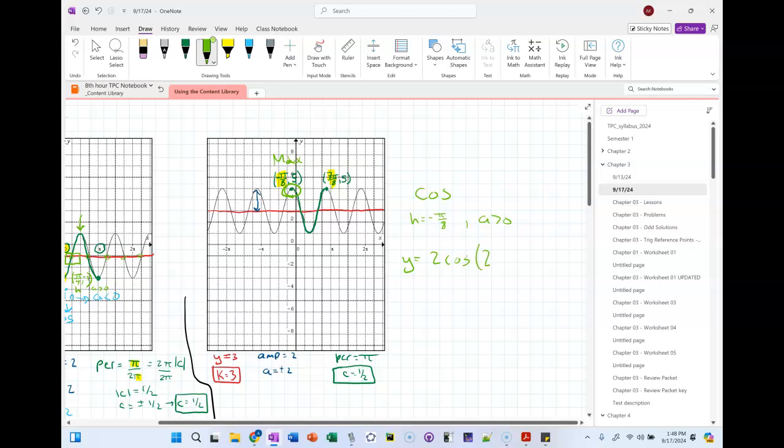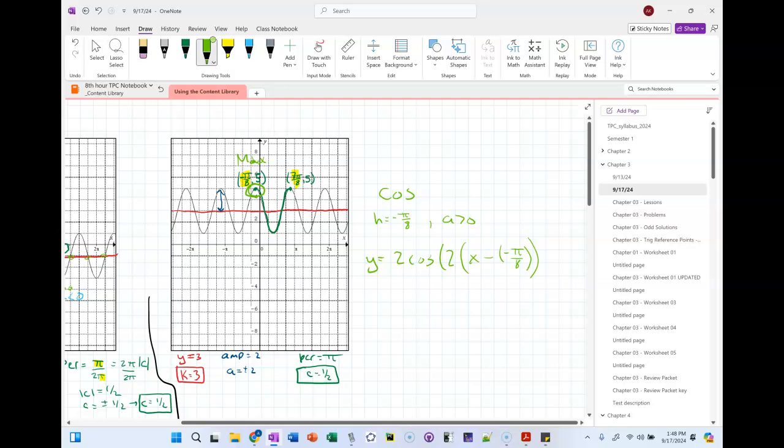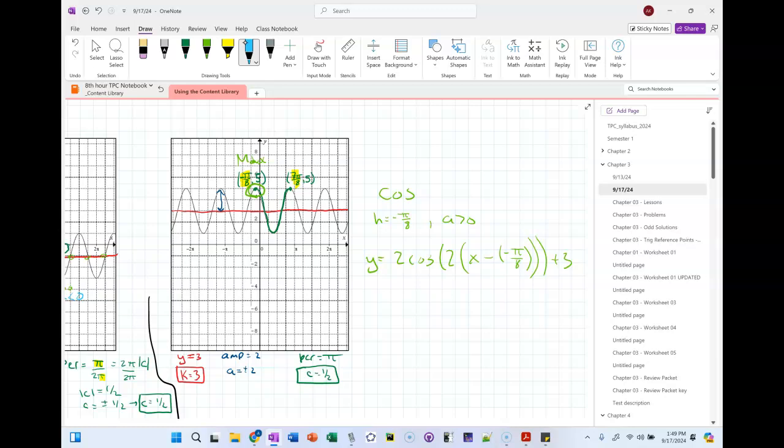1 over c is the reciprocal of 1/2. So there's that. Everybody okay with what I did? After I figure out my letters, I just plug them into the formula, right? The hardest part is getting the letters. Usually the H is the tricky one. So far, so good? Okay. Let's do sine then.